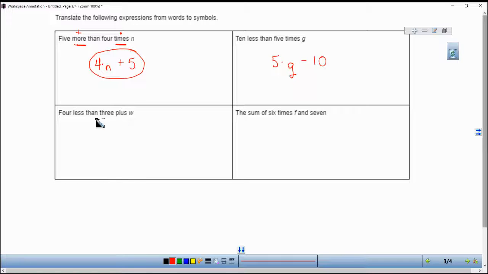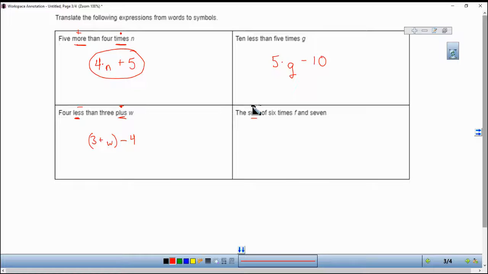This one's kind of similar. So 4 less than 3 plus w, we have that plus, which is adding. We have that less, which is subtraction. So I'm going to start with the 3 plus w, or the w actually. So 3 plus w, and then 4 less than that. I might even put that in parentheses and say, I'm going to do that first, and then I want to find 4 less than that, so I'm going to subtract 4 at the end. So even though 4 is at the beginning, we're subtracting it at the end because we want 4 less than 3 plus w.